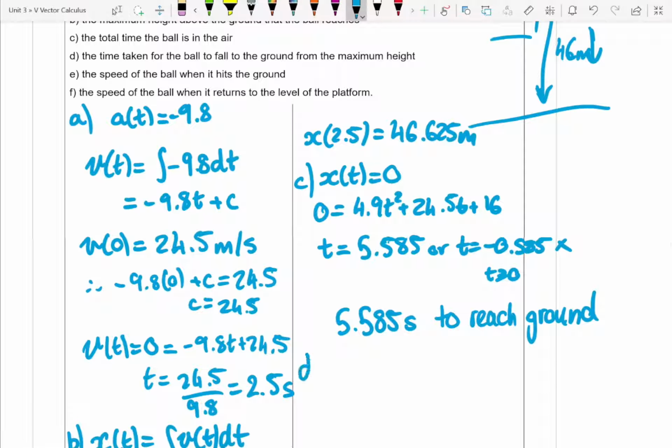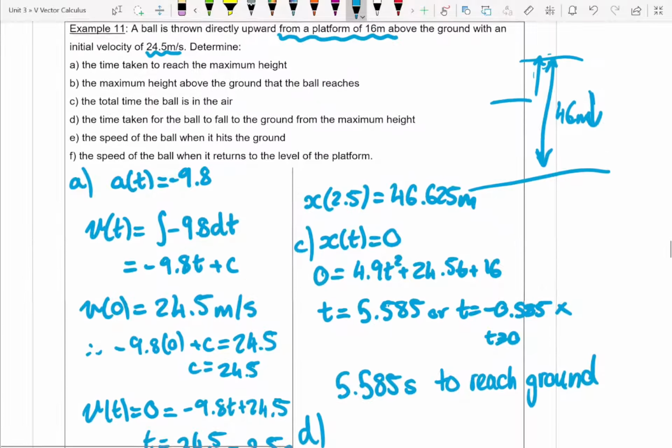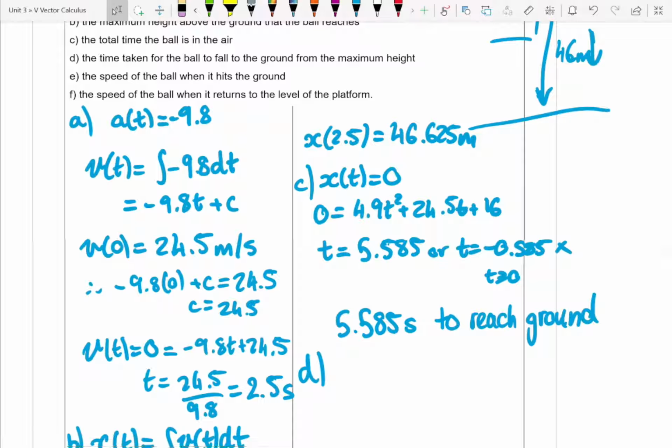Okay, part D is asking us to find the time taken for the ball to fall to the ground from the maximum height. So that's once it's reached its maximum height, how long does it take to fall this 46 meters that we found? So all that's going to be is our total time, 5.585, subtract our maximum time, which was 2.5, which is just going to be 3.085 seconds.